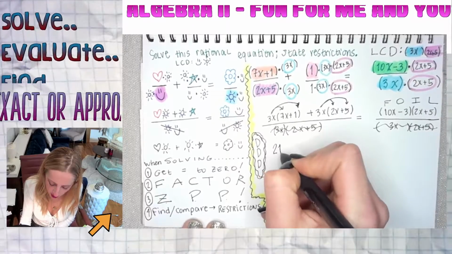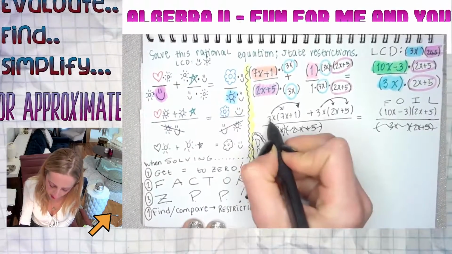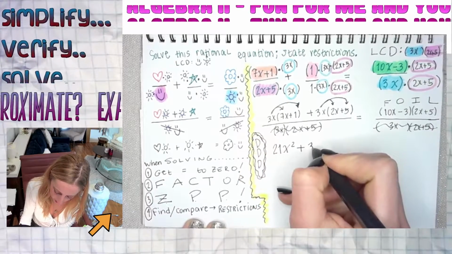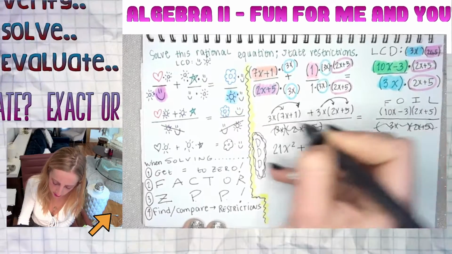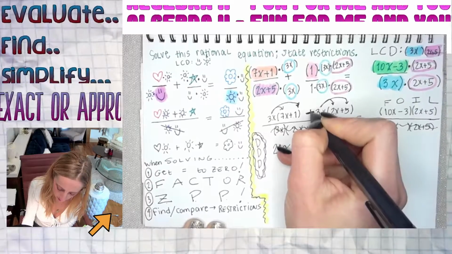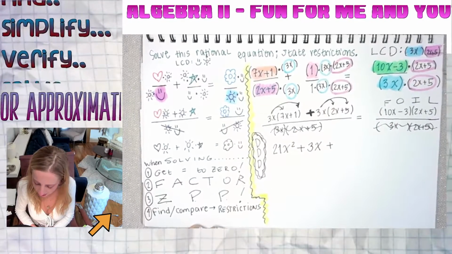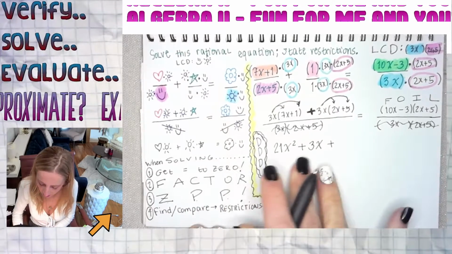21x squared. Good. Wow, guys, great participation. Next. What do I get next? I like plus 3x. And what was your concern? I rearranged it so that the like terms could add easier. What like terms yet? I just don't have any yet.